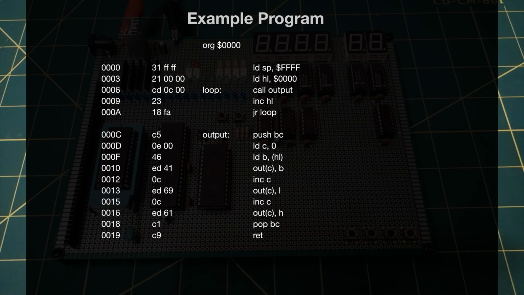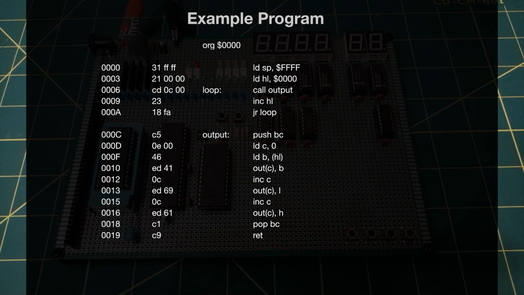So I'm just going to repeatedly make this call, but every time I make the call, HL is going to be incremented by 1. And then if we look at the subroutine, what that is doing is just pushing BC onto the stack, because I'm going to be messing about with the BC registers. We don't need to do this in this program, but I told you it was good practice, so I thought I'd best do that in this example.